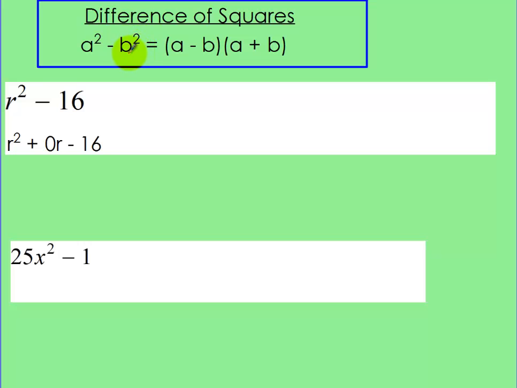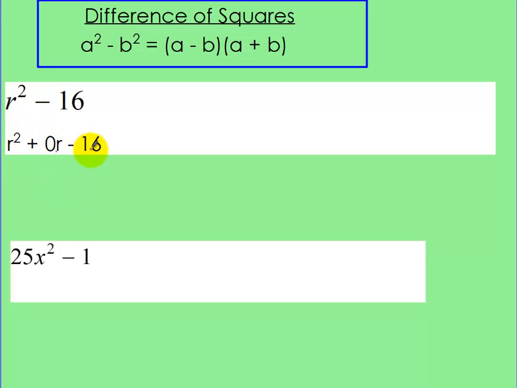Now, you can follow this formula, and you square root both sides: the square root of this is r, and the square root of this one is 4, and it's r minus 4 times r plus 4. But you know what? If you don't remember that formula, that's fine. Just treat it like there's a 0r in the middle, and then do your regular factoring.